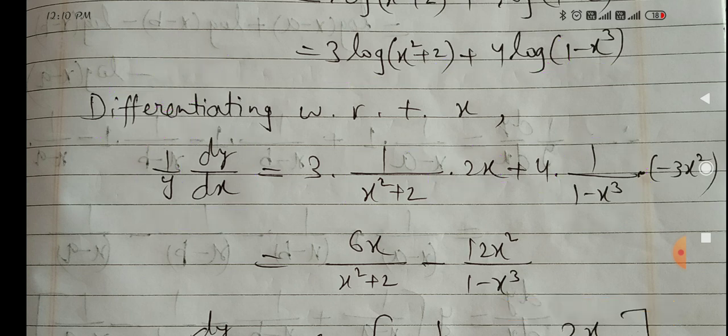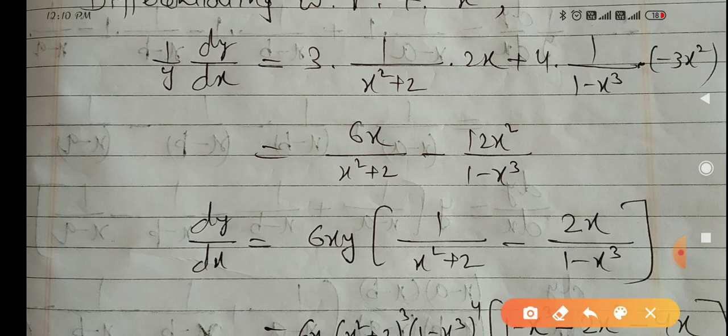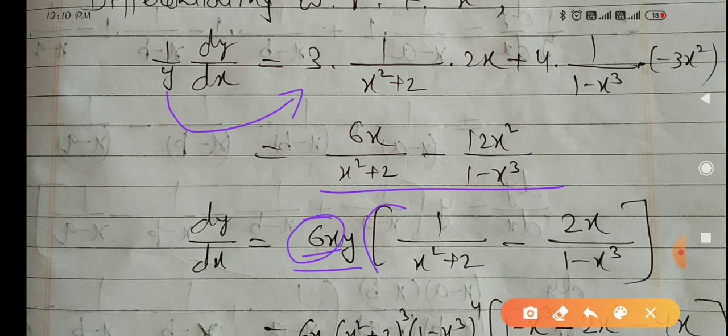So finally, by simplifying you are getting 1 upon y dy upon dx equals 6x upon x square plus 2 minus 12x square upon 1 minus x cubed. Now 6x you can take common, and this y you can take to the RHS. That's why I have written 6x into y, in bracket, 1 upon x square plus 2 minus 2x upon 1 minus x cubed, after taking 6x common.